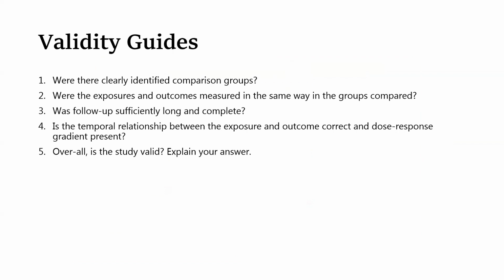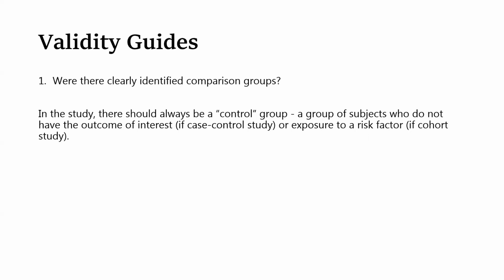Once you have judged that an article is relevant to your clinical scenario, you appraise the article for validity. We have the following validity guides, these 5 questions, and we will look at them one by one. The first question is, were there clearly identified comparison groups? In the study, there should always be a control group, a group of subjects who do not have the outcome of interest, if case-control study, or exposure to a risk factor, if cohort study.